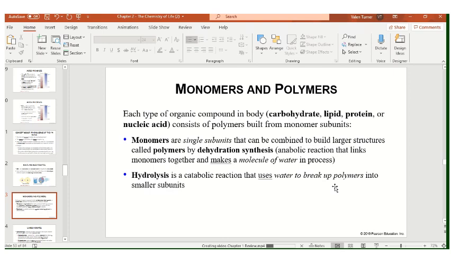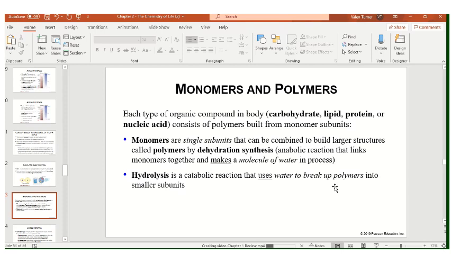But what do you need to know? We're going to keep it simple. For all these organic compounds, carbohydrates, lipids, proteins, and nucleic acids, you need to know what are the monomers. A monomer is a building block. It's an individual subunit. Kind of think in a big brick house, an individual brick is a monomer.